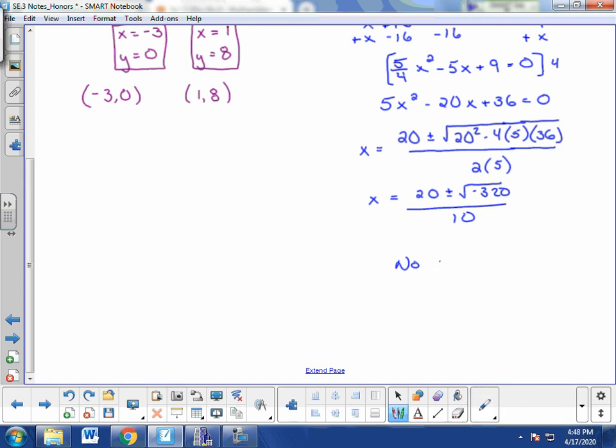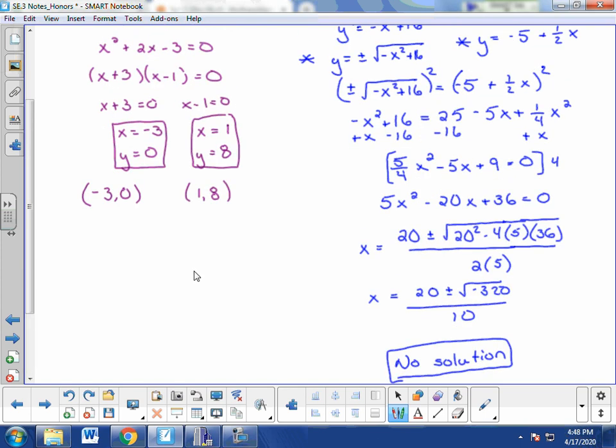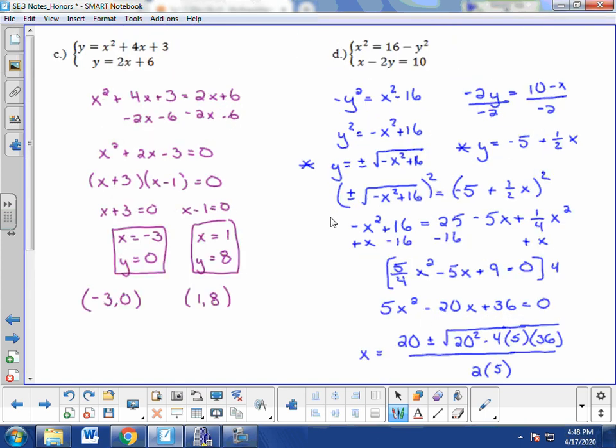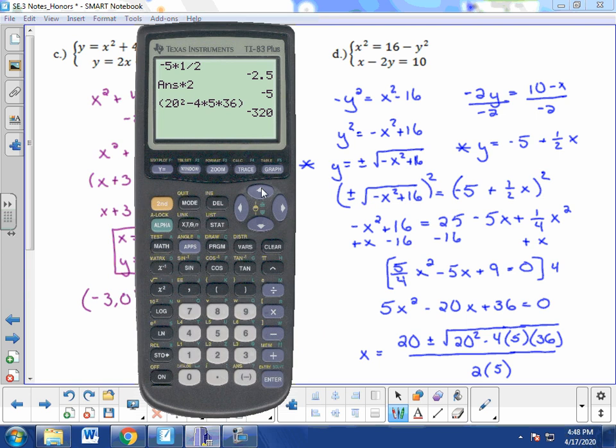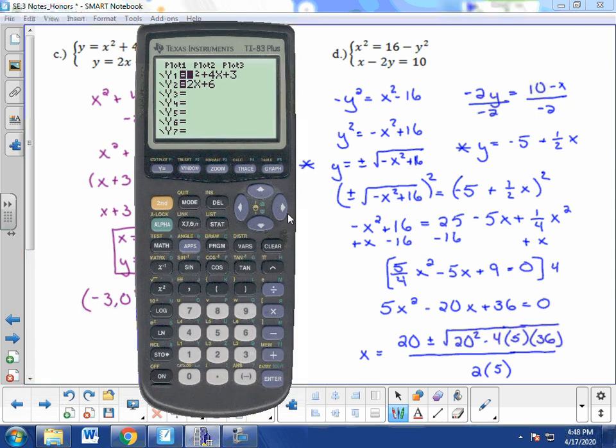Now, it did take us a lot of work to get here, and that's a little bit unfortunate, but algebraically, we can find that there's no solution because the only values for x would be imaginary numbers, which we could simplify. We're not going to. Now, graphically, we probably could have come to this result a little bit quicker. So if you were forced to solve this algebraically, you have to go through these steps.